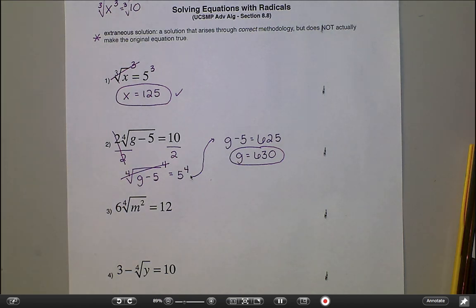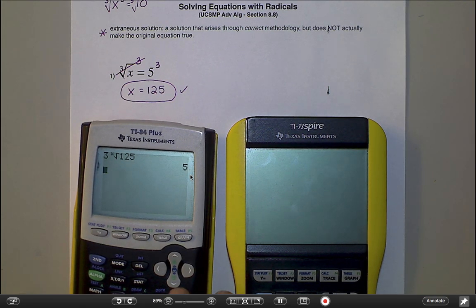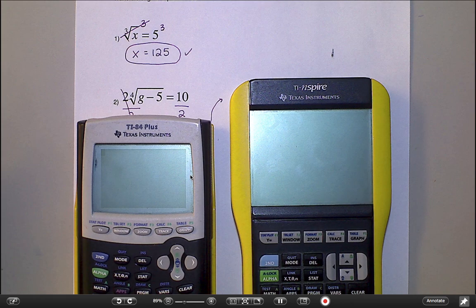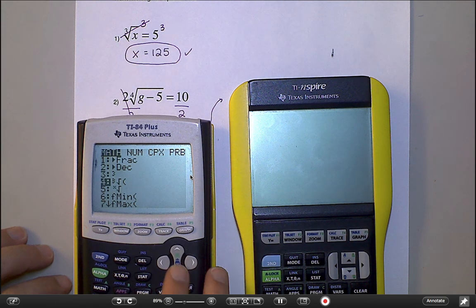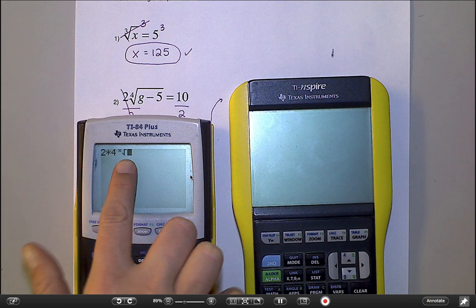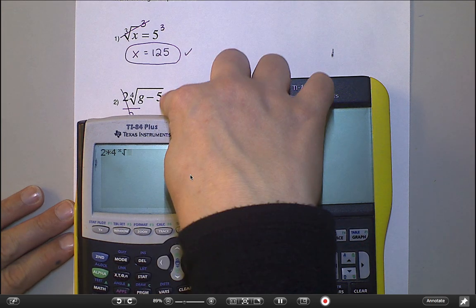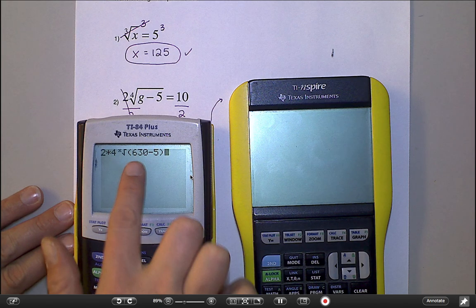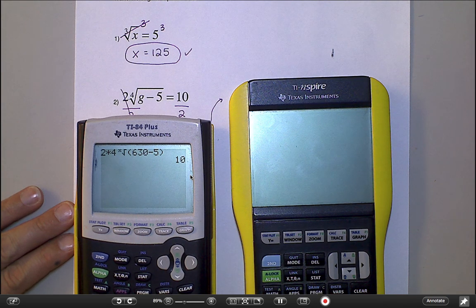This is one where it looks different on an old calculator versus a new calculator. So on the older style of calculator, I'm going to type in 2 times 4 and then x root. You see on this one, it just sets the x root there, and you can keep typing. In order to tell your calculator that the g minus 5 all belongs inside the radical, you're going to need parentheses around it. So you're going to say 630 minus 5. And this is how you tell this calculator that the root applies to all of this. And we get 10, which is what we wanted to get.